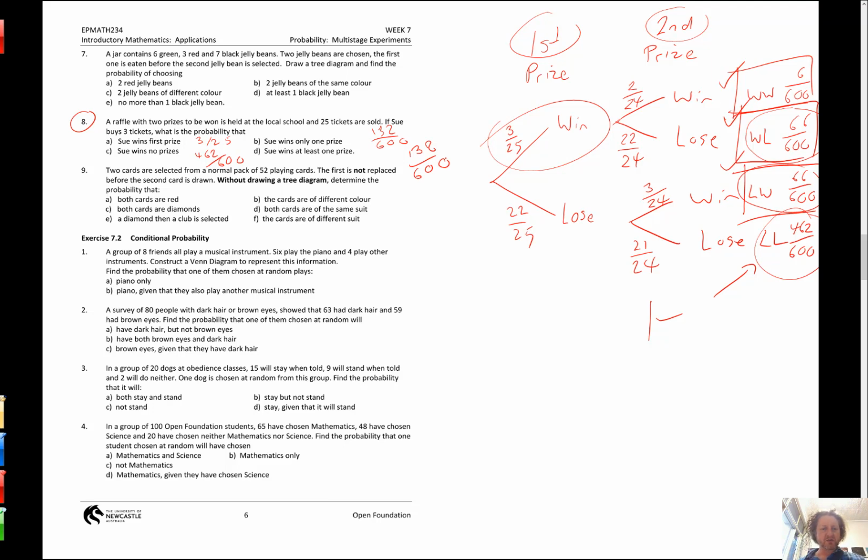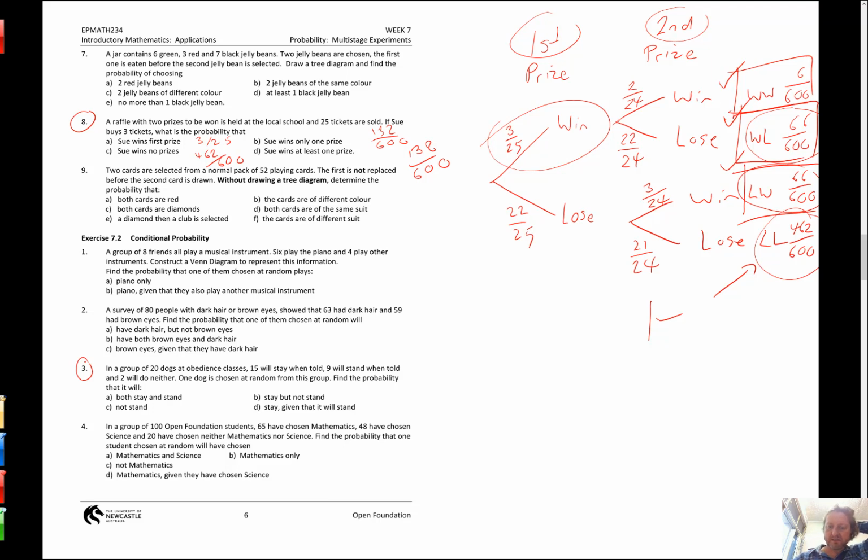Alright, let's grab a conditional. Question 3 looks good enough. In a group of 20 dogs at obedience classes, 15 will stay when they're told, 9 will stand when they're told, and 2 will do neither. Let's go for a Venn diagram.